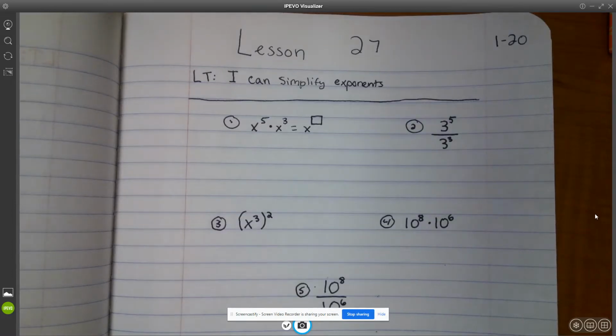I can simplify exponents. It's probably going to be one of the easiest lessons we do. I really like this because it's just real simple. We're going to be doing problems 1 through 20 like usual.